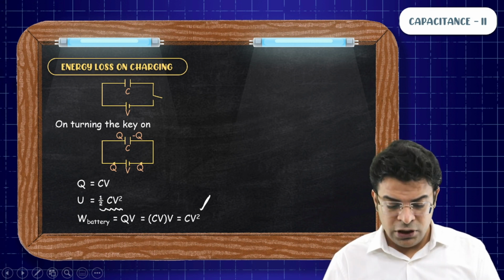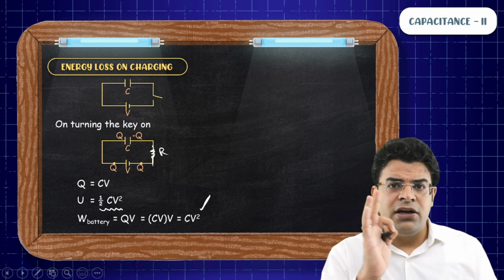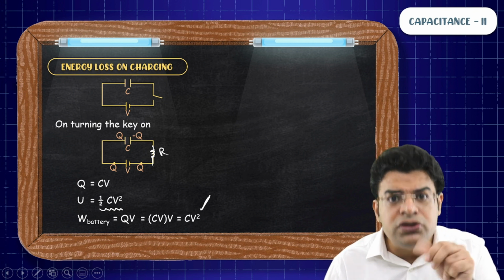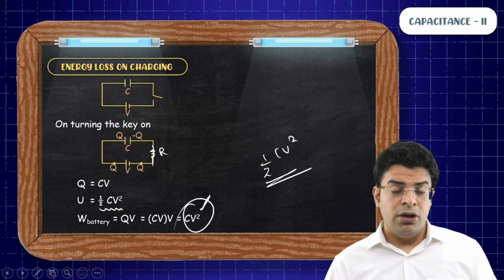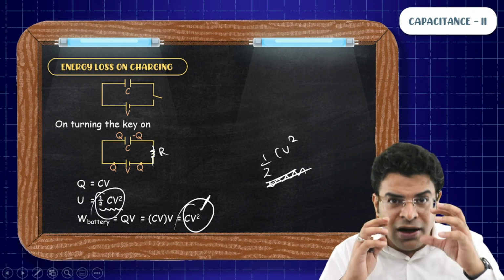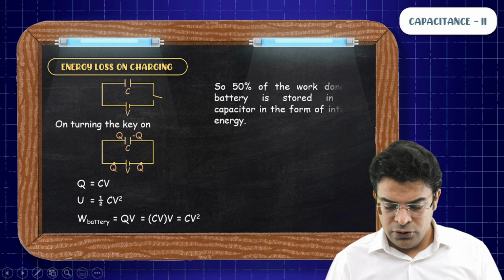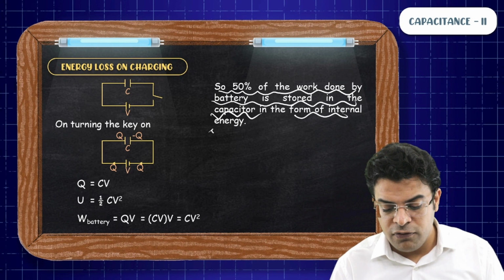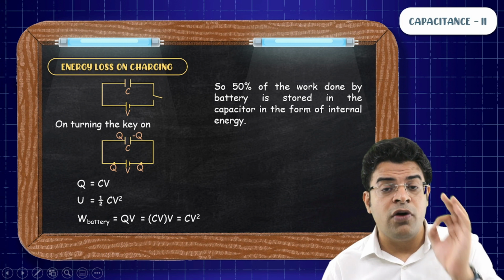It gets lost. If they place a resistor here and ask you what is the energy lost through this resistor, you will say that the energy lost through this resistor is half CV square, because battery does a work of CV square, but only half of it gets stored inside the capacitor. So the other half gets lost in the form of heat or unaccounted losses. So only 50% of the work done by the battery is stored in the capacitor in the form of internal energy.